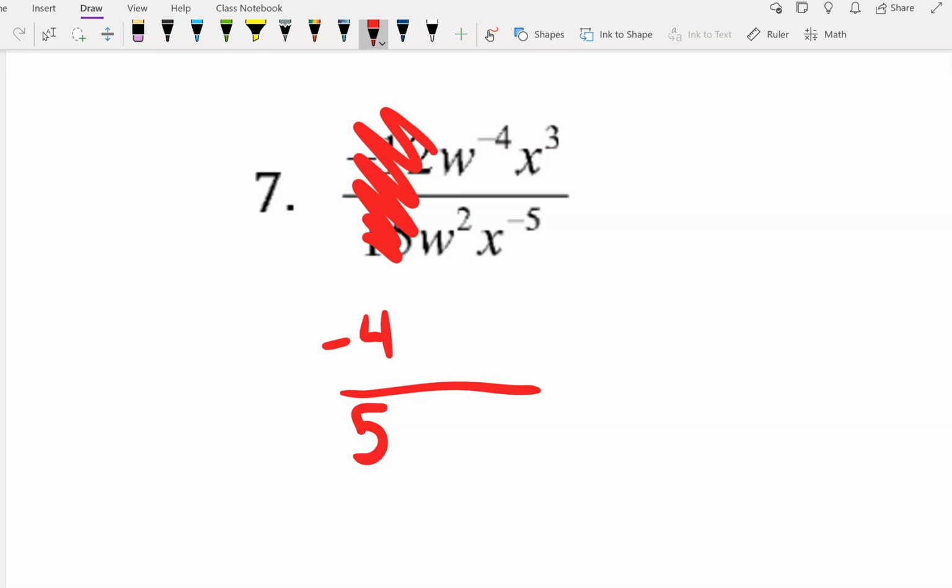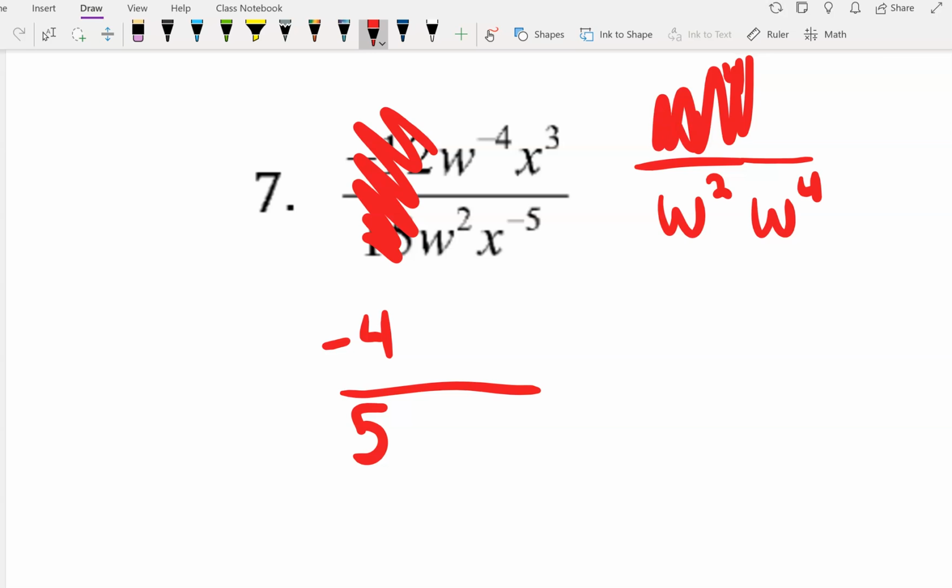First thing I want to do, so I'm just going to write this over here. W to the negative 4 over w squared. I want to deal with the negative exponent. I don't like dealing with negatives, so I'm going to get rid of it by moving that to the bottom. And now the w squared and the w to the fourth are both on the bottom, and I'm going to combine them on the bottom. I'm multiplying them on the bottom. When you multiply like bases, you add the exponents, so we get w to the sixth on the bottom.